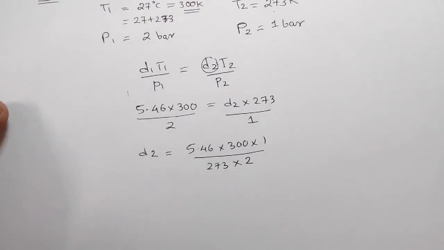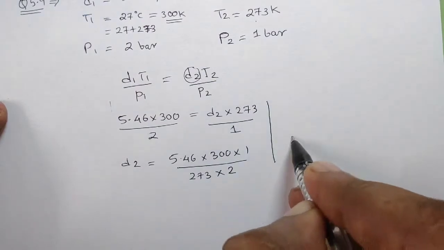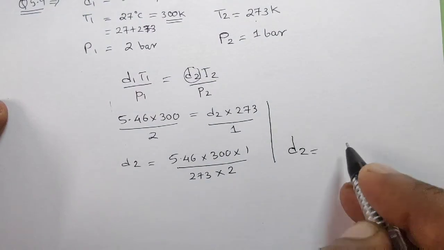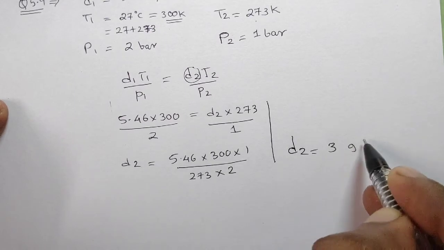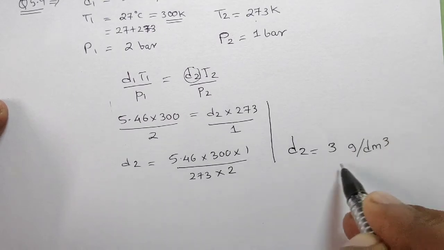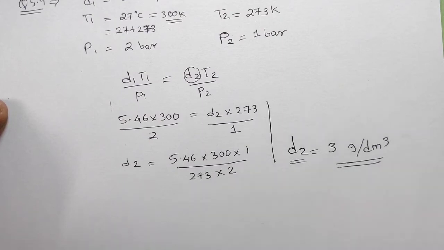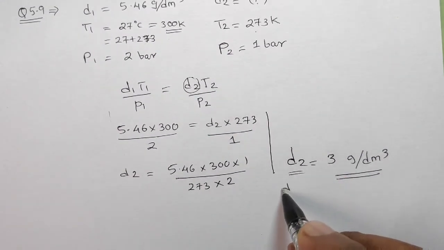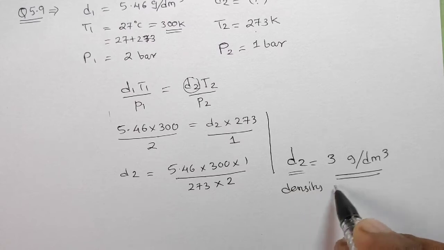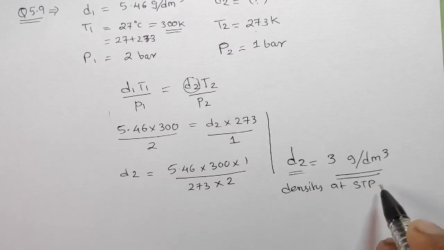If you substitute the values and calculate, D2 will be equal to 3 gram per dm cube. Okay, this is the answer, right? So this is the density at STP. Understood this?